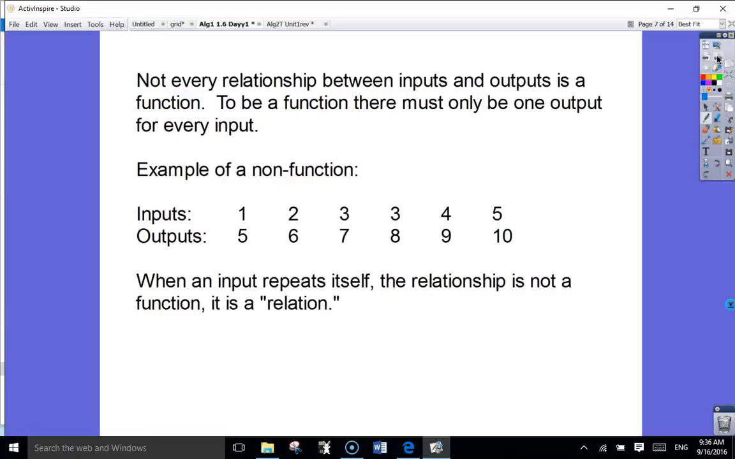And when you have something like this, you're not getting a clear answer. If I say, what's the output associated with an input of 3, you're going to say 7 and 8. Well, that's not clear. So functions have to answer a question unambiguously, clearly. If it's not a function, it's called a relation. Really, the way you usually start is by saying everything is a relation, and then some relations are functions because they have one output for every input.